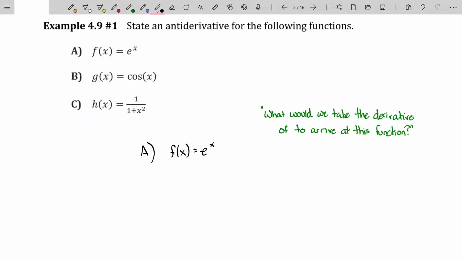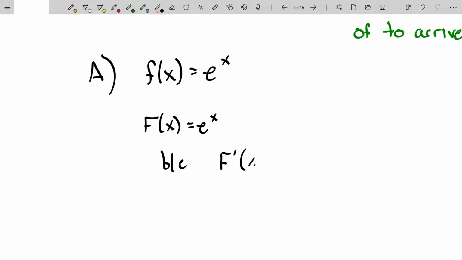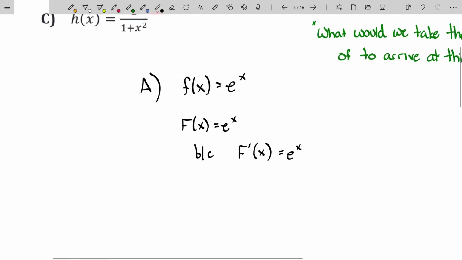And I've written that instruction off to the side because I'm going to be using that quite a bit. Well, I hope you understand you would take the derivative of e to the x to arrive at e to the x. And that's because the derivative of that function, capital F, is actually just e to the x. So the antiderivative, or I should say an antiderivative of e to the x is e to the x. It's one of the easiest functions to work with.